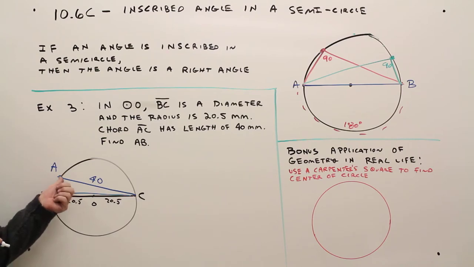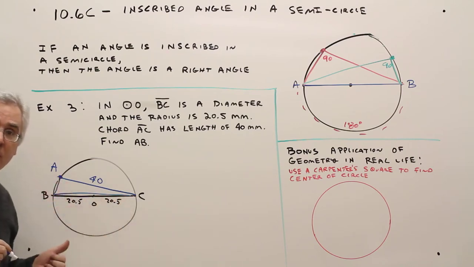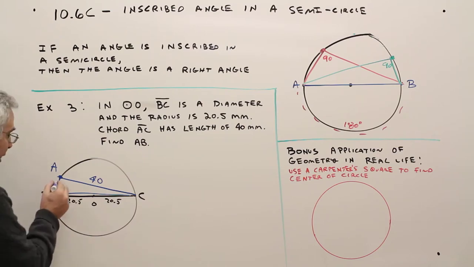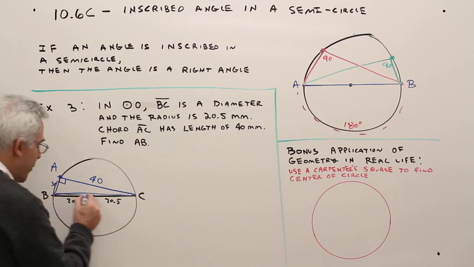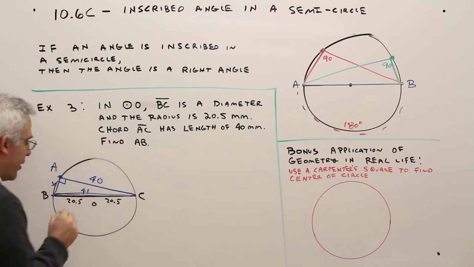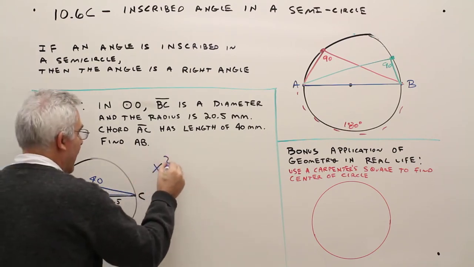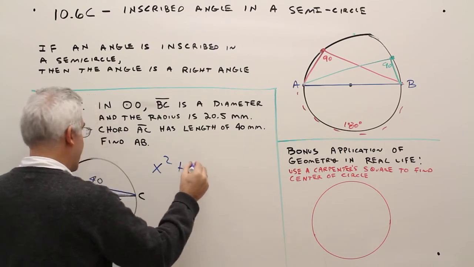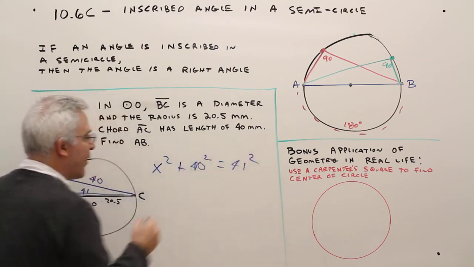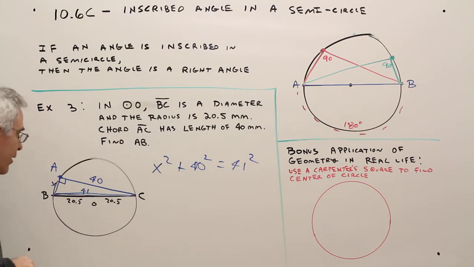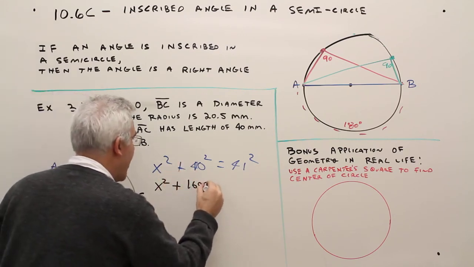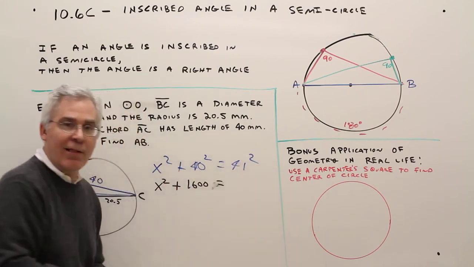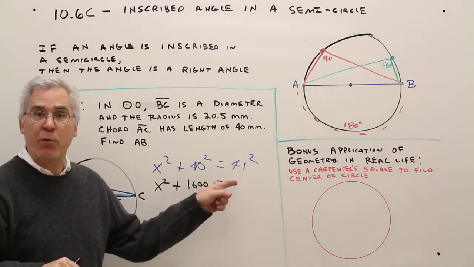Oh, well, this angle is inscribed in a semicircle. So this is a right angle, and if I'm trying to find AB, I'll just call that x for now. I've got the Pythagorean theorem. So once again, this is 41 down here. So the equation would be leg squared plus leg squared equals hypotenuse squared. Okay, so let's multiply that out. x squared plus 1600 equals, now let me show you some mental math that could be used for 41 squared.